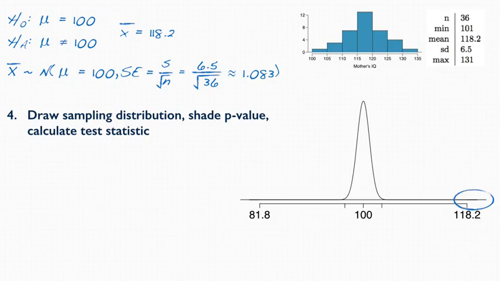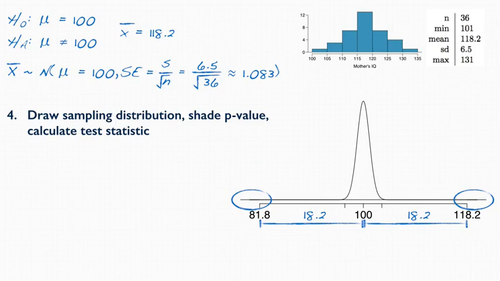However, since the alternative hypothesis is two-sided, we also need to shade the symmetric tail area on the other side. The cutoff for the lower tail will be equidistant to the mean as the cutoff for the upper tail. And since 118.2 minus 100 is 18.2, we subtract 18.2 from 100 and find the lower tail cutoff to be 81.8. And we want to shade everything below that as well. We can already see that these tail areas will be tiny, but let's formally solve for the p-value for completeness anyway.